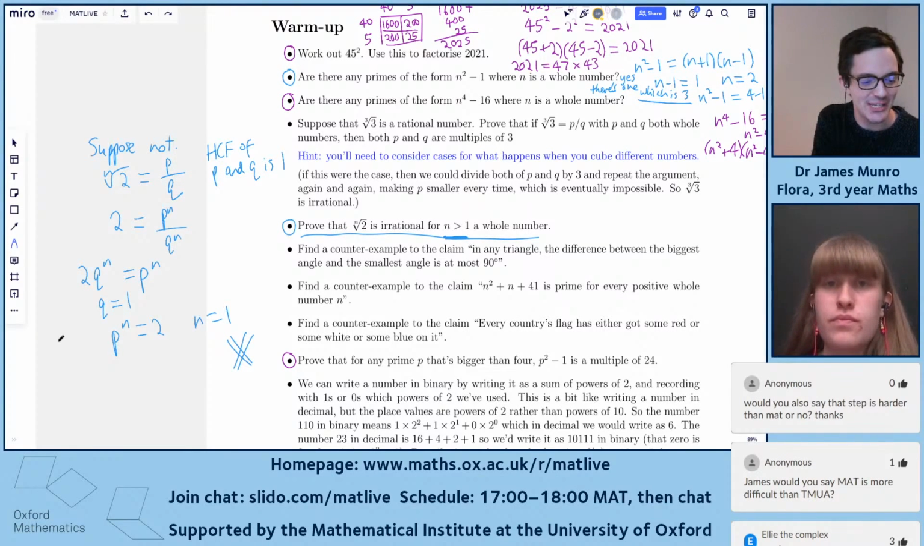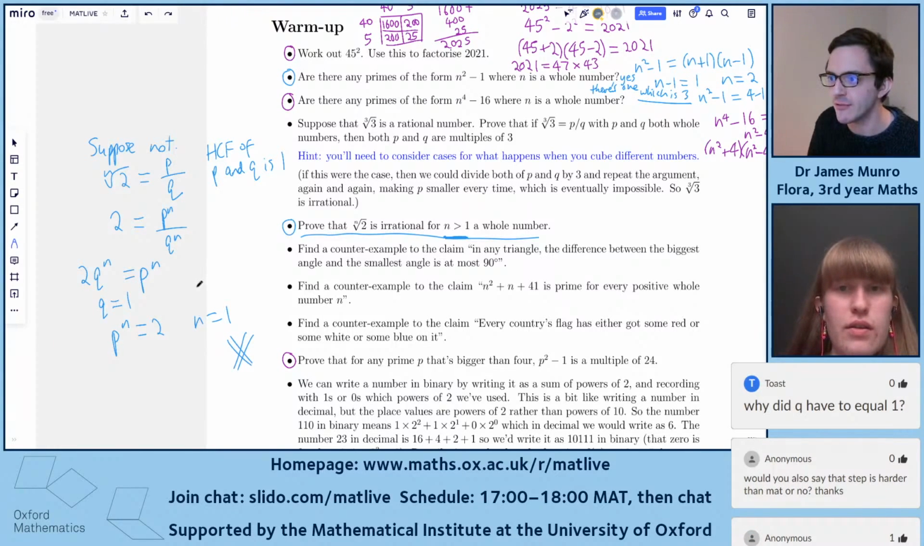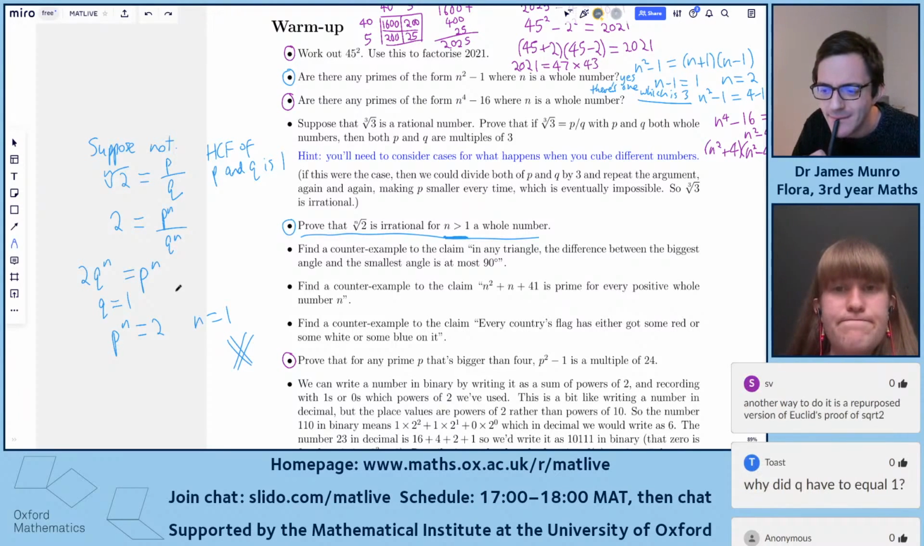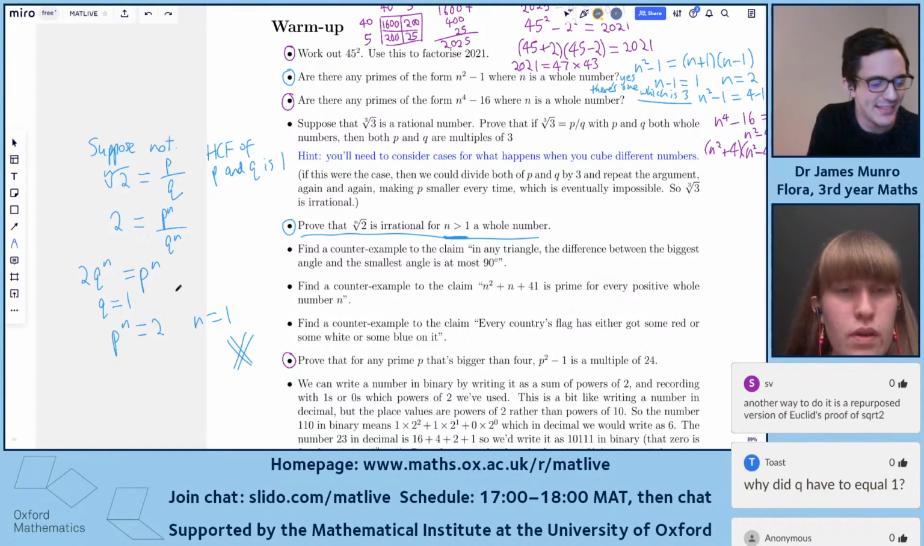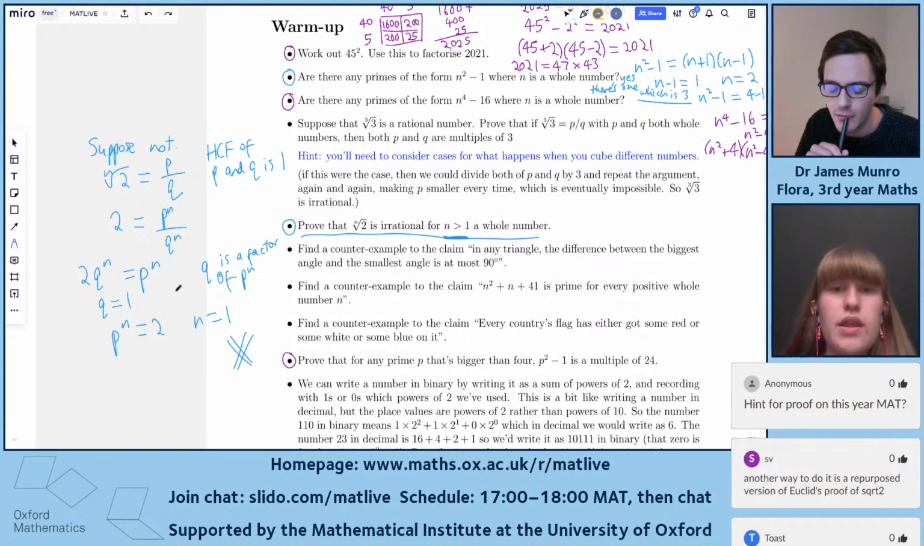Someone said, why did q have to be equal to 1? Which I think is a sign of somebody not doing it this way at home. Okay, I can try and go through that. I can think of other approaches as well. Basically, you know that q is a factor of p to the n. q is a factor of p to the n, whichever way you look at it.